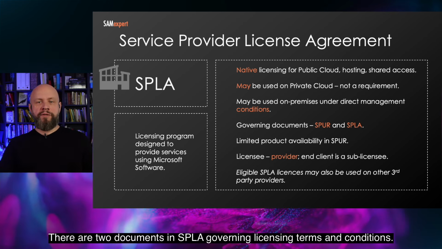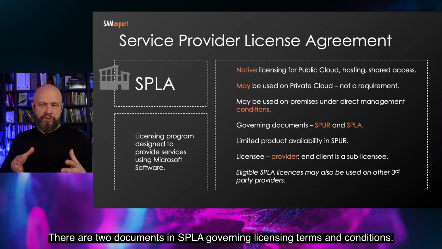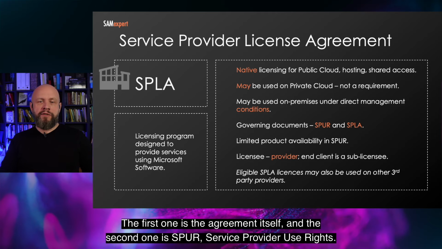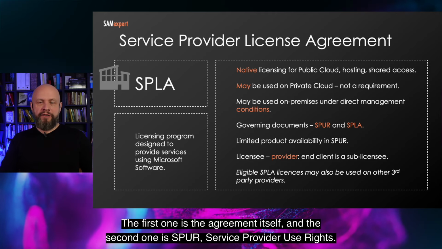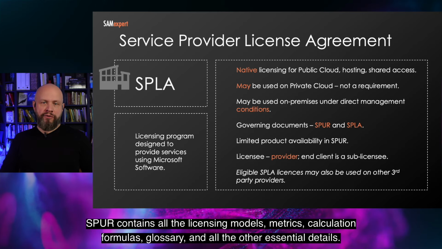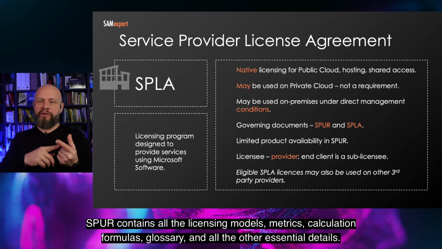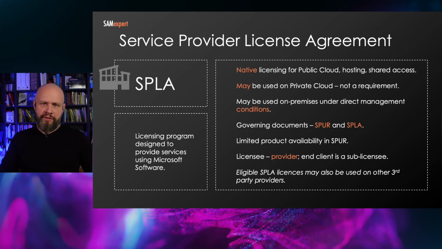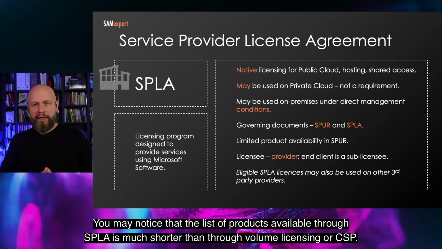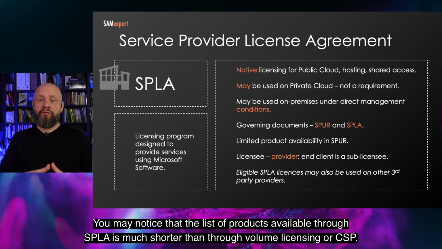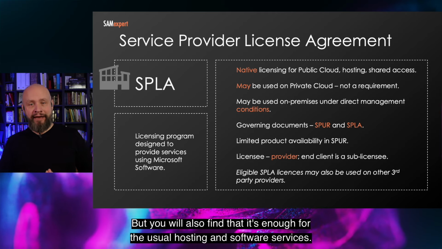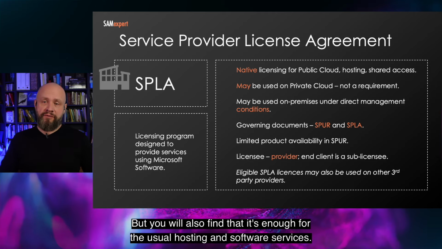There are two documents in SPLA governing licensing terms and conditions. The first one is the agreement itself, and the second one is SPUR, Service Provider Use Rights. SPUR contains all the licensing models, metrics, calculation formulas, glossary, and all the other essential details. You may notice that the list of products available through SPLA is much shorter than through volume licensing or CSP, but you will also find that it's enough for the usual hosting and software services.